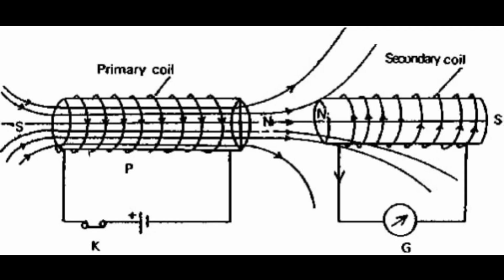So the magnetic flux linked with the secondary coil also changes. The induced EMF is produced in the secondary coil due to the change in the magnetic flux linked with the coil. Hence, current flows through the secondary coil, which is indicated by the deflection in the galvanometer. This phenomenon is known as mutual induction. That is, producing or inducing EMF in a secondary coil due to changing current in the primary coil.